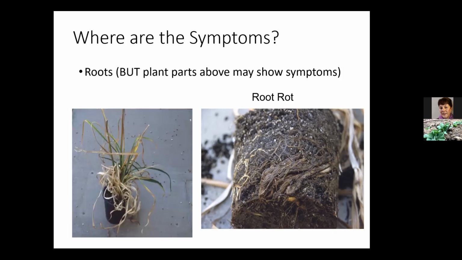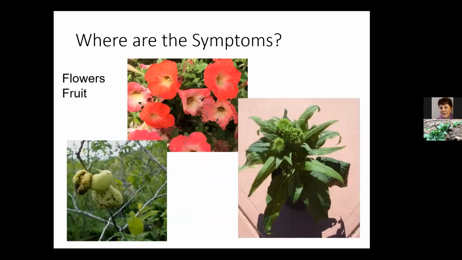And so this is that particular plant. It was a grass that was being grown. I don't think this is corn, but again, you can see they pulled it out of the pot and it had this massive root rot problem associated with it. We also look at whether the symptoms are on flowers or fruit, as in the picture on the right, on the flowers as well.